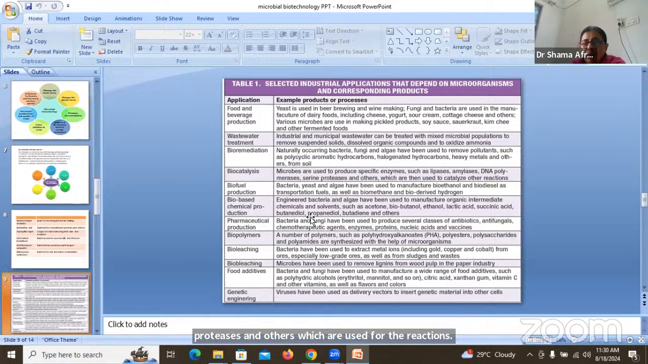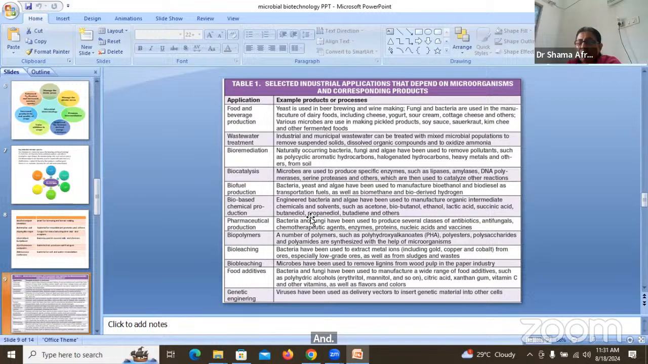These are used for biofuel production. Bacteria, yeast, and algae have been used to manufacture bioethanol and biodiesel as transportation fuels, as well as biomethane and bio-derived hydrocarbon. We can make the best out of the waste with the help of these microorganisms by forming biofuel. Bio-based chemical production: engineered bacteria and algae have been used to manufacture organic intermediate chemicals and solvents such as acetone, biobutanol, ethanol, lactic acid, succinic acid, butanediol, propanediol, butadiene, and others, and many more have yet to be discovered.